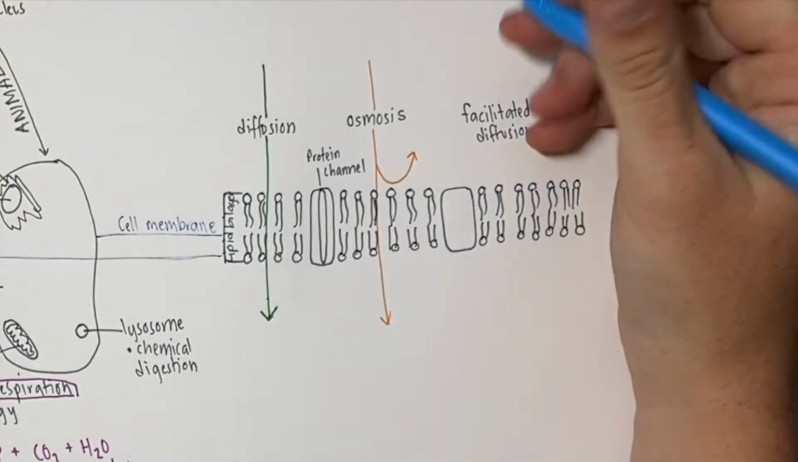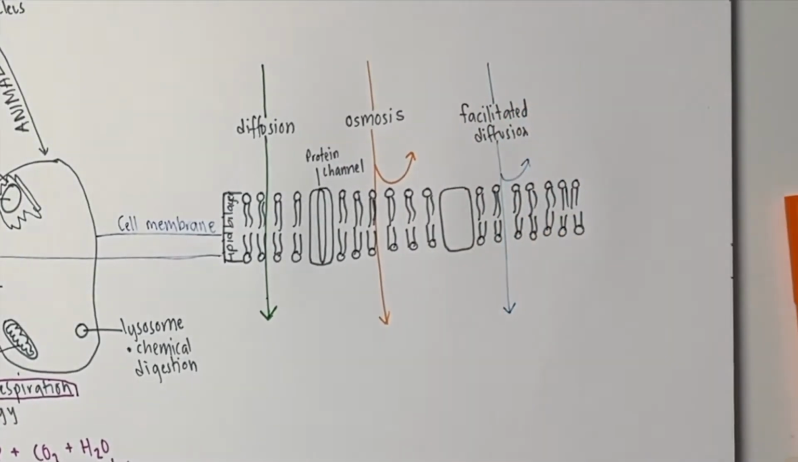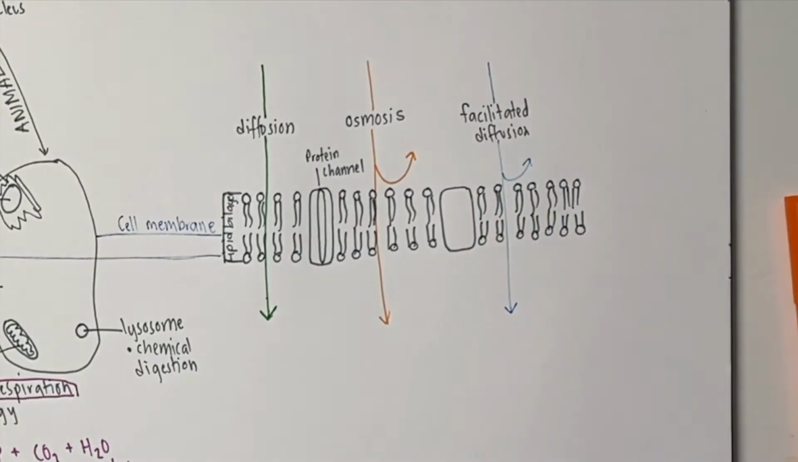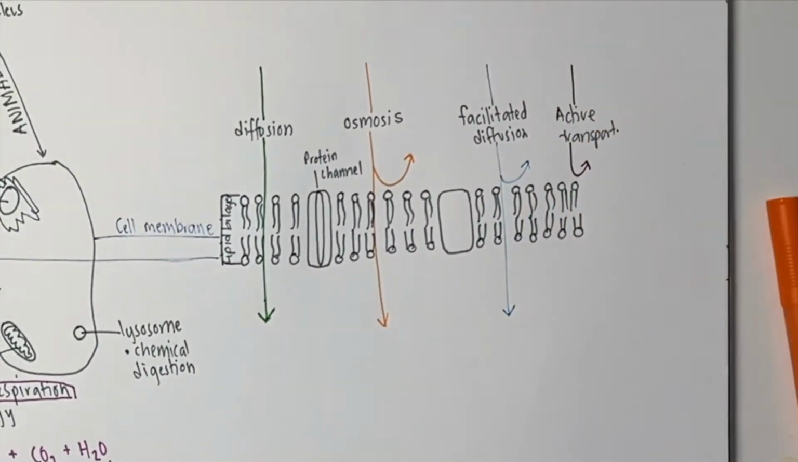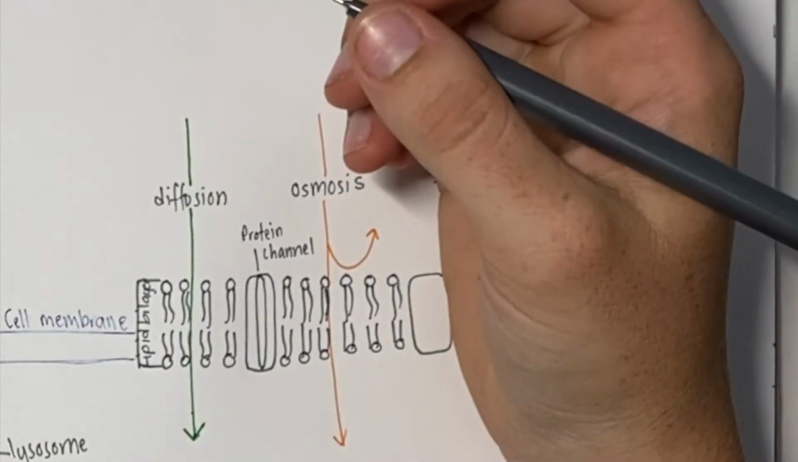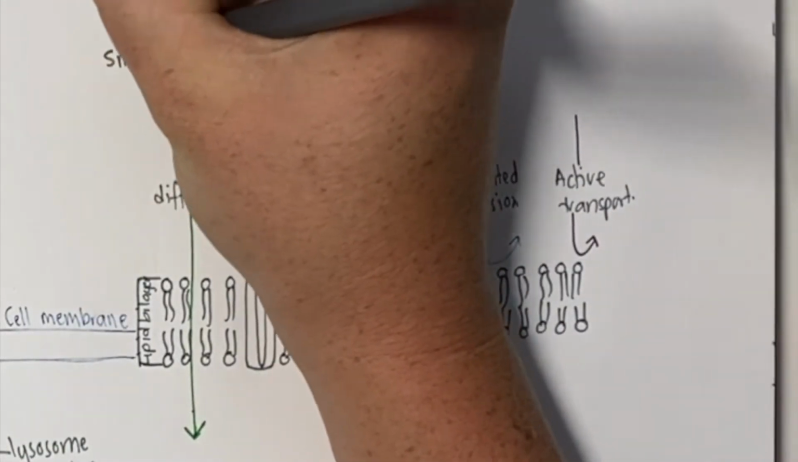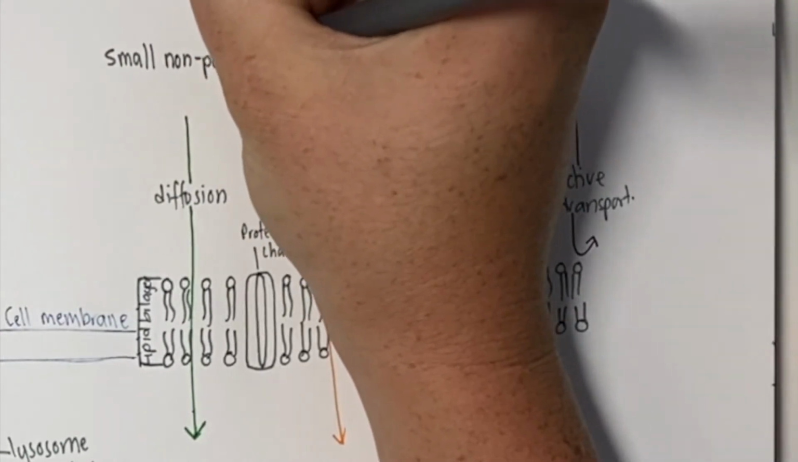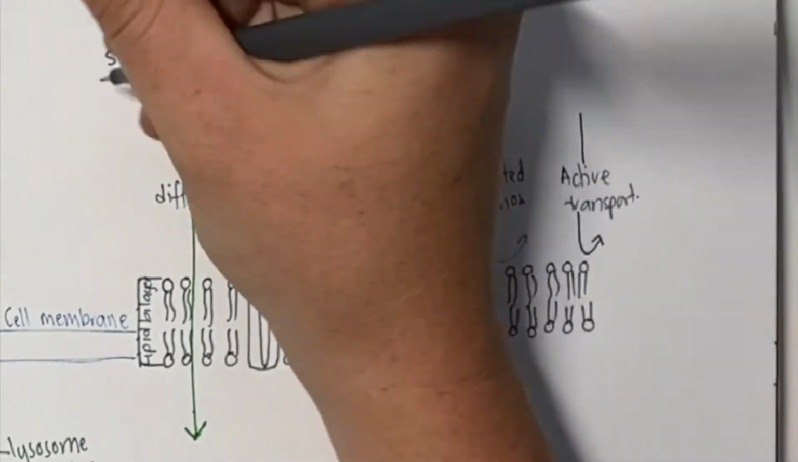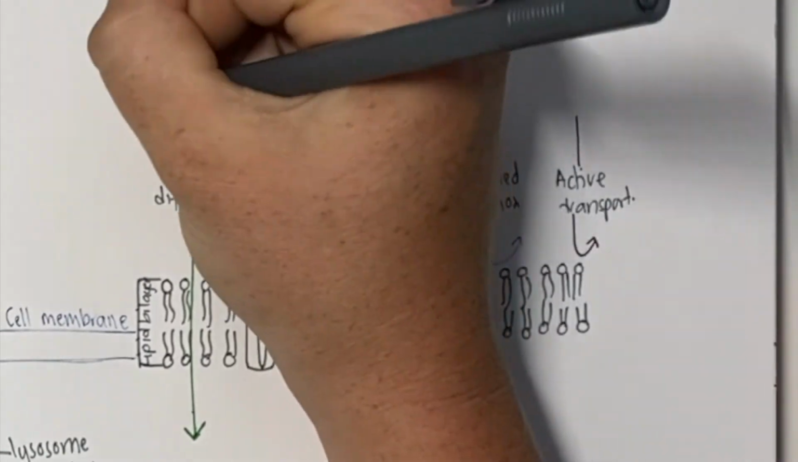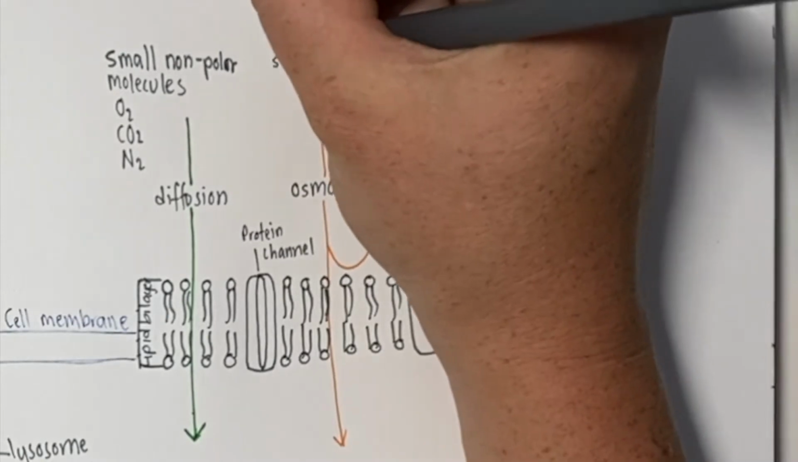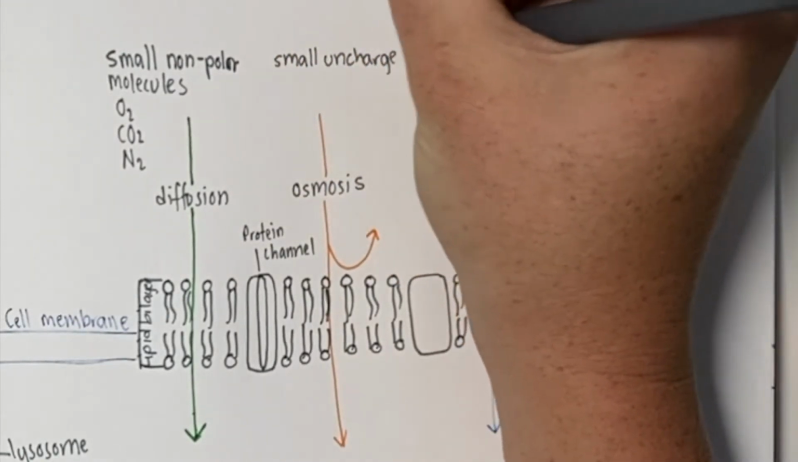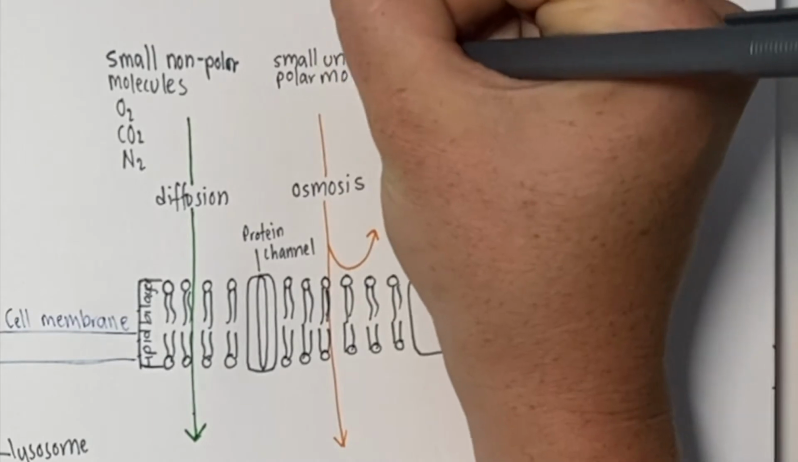And then there's facilitated diffusion, where there's the use of a protein channel or a pump for materials to reach equilibrium. And then there's active transport, where energy is required. Each mode of transport allows for different materials to pass through. So diffusion is for small non-polar molecules, for example oxygen, carbon dioxide, nitrogen. Whereas osmosis is for small uncharged polar molecules, for example water or glycerol.